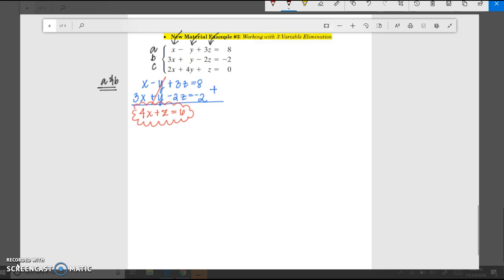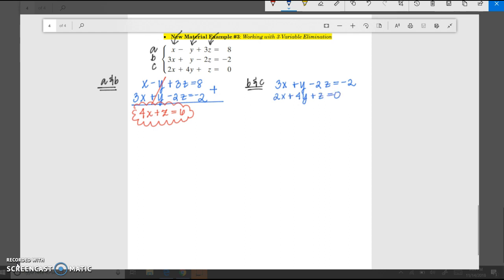So then I want to pick another set of equations to work with, and I'm going to go ahead and combine equations B and C next. The reason why I'm going to stick with B and C here instead of equations A and C is that I think it's easier to work with a +1 and a +4 instead of a -1 and a +4 for the coefficients. That way I don't have to worry about changes in signs to cancel out. So the equations that we have for B and C, B is 3x plus y minus 2z is equal to -2, and C is 2x plus 4y plus z is equal to 0.